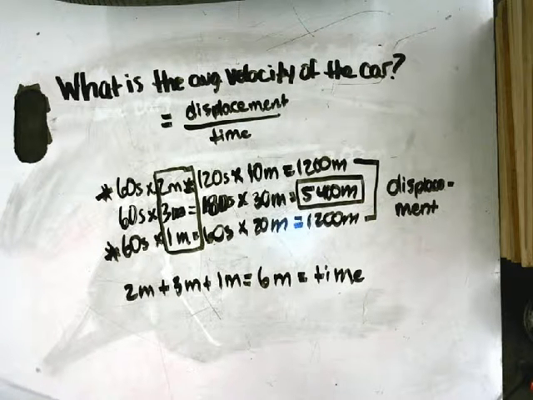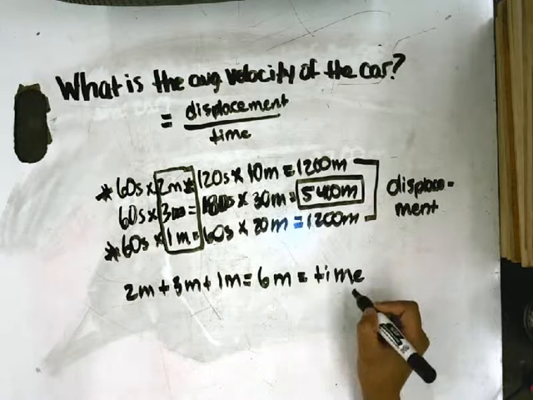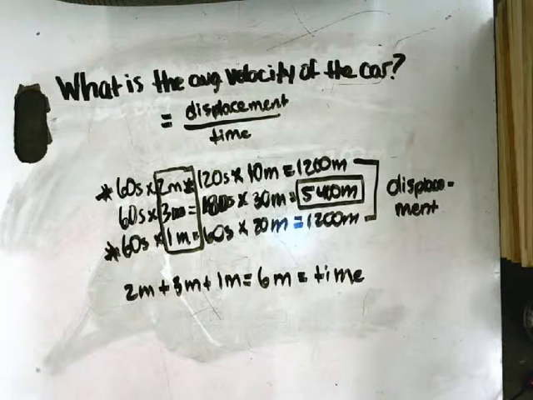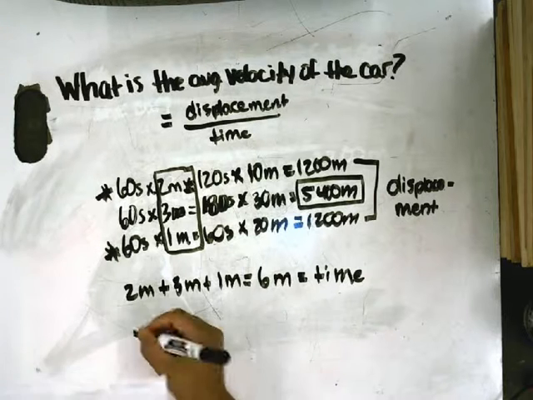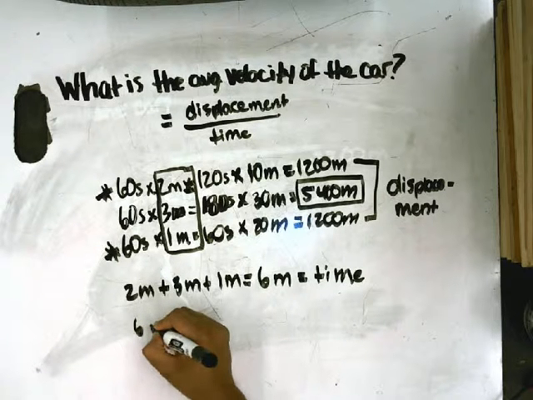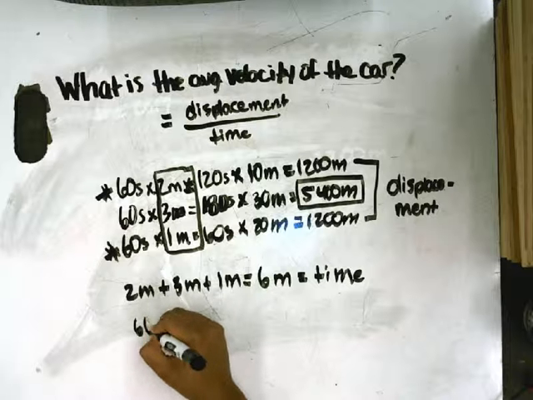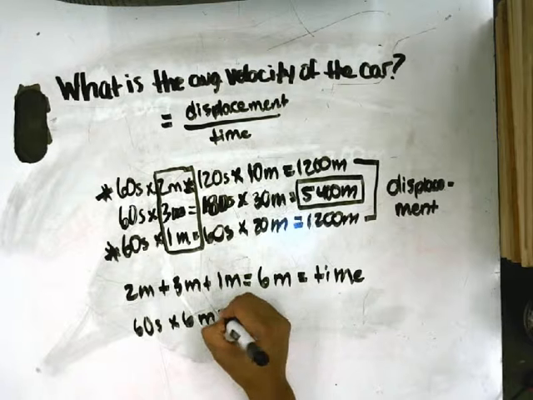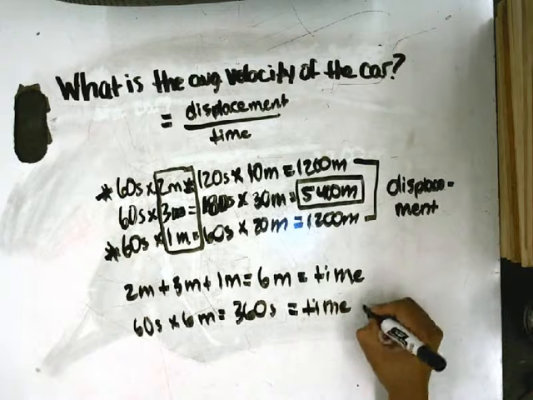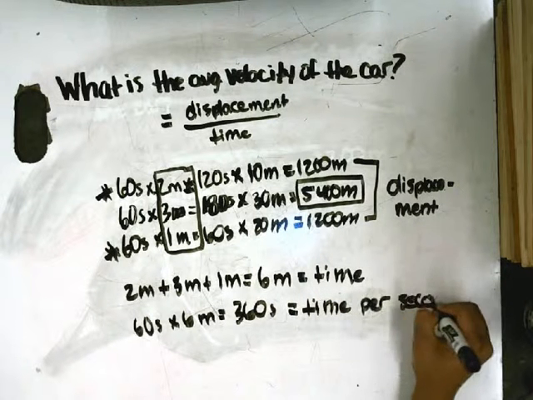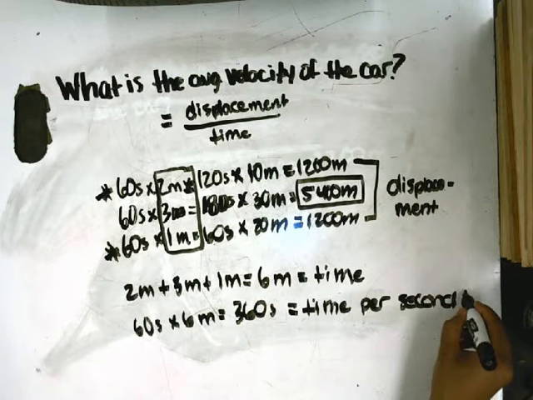But before we can do that, we have to convert the time into seconds, because it's asking us how far the car is traveling per second. So you're going to do 60 seconds times 6 minutes, which is going to be equal to 360 seconds. So this is now the time per second, I should say.